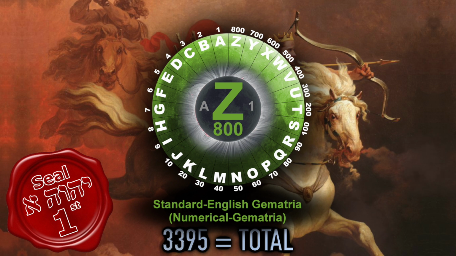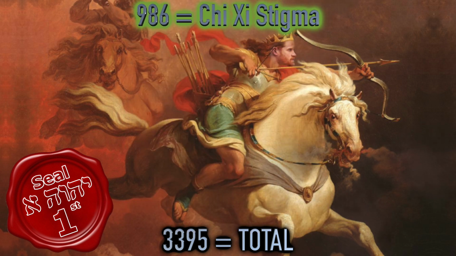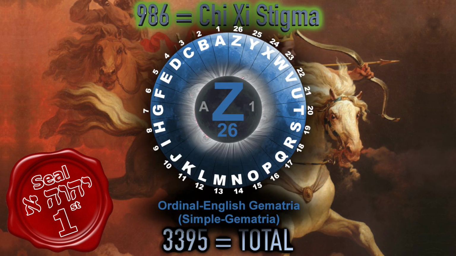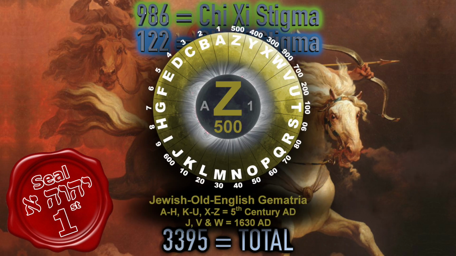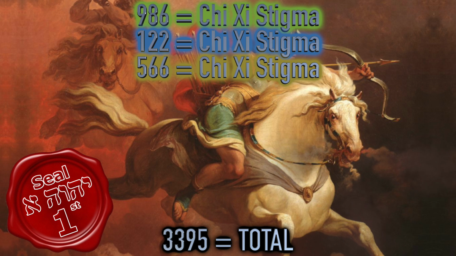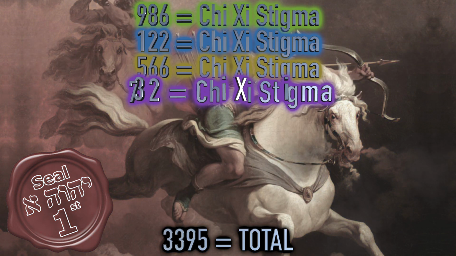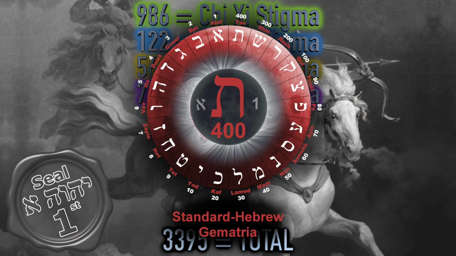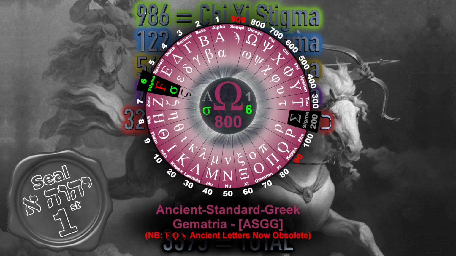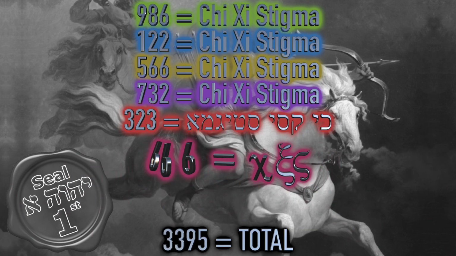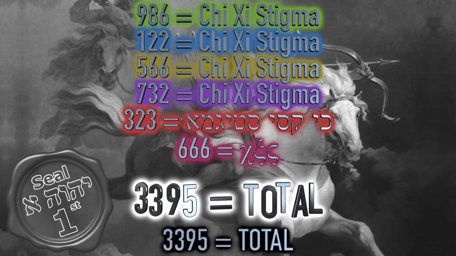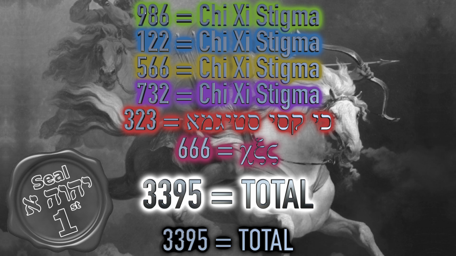Using standard English Gematria, chi, xi, stigma equals 986, and using ordinal English Gematria, it equals 122, and using Jewish Old English Gematria, it equals 566, and using base 6 English Gematria, it equals 732, and using standard Hebrew Gematria, it equals 323, and using ancient standard Greek Gematria, it equals 666. If we add up all these numbers, we get 3,395. Chi, xi, and stigma are the Greek letters that represent the numbers 600, 60, and 6, as seen in Revelation chapter 13, verse 18. Refer to Strong's 5516 for more details.